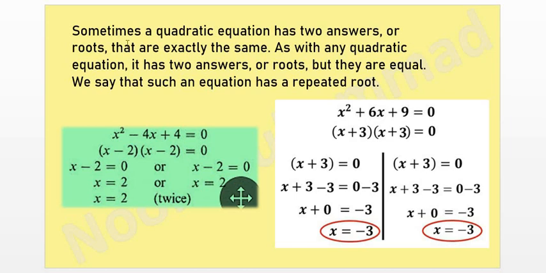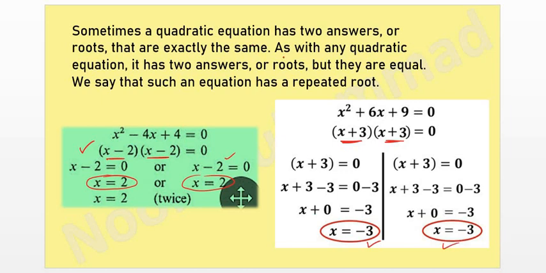What is it? As you can see here, they are saying sometimes a quadratic equation has two answers or roots that are exactly the same. So sometimes you will find these cases that after factorizing, you are getting two exactly identical factors, x minus 2 and x minus 2 in this example, and here x plus 3 and x plus 3, right? So what can we say? We will say either x minus 2 is 0 or x minus 2 is 0. In both cases, I am getting x equals 2, and in this case I am getting x equals negative 3.